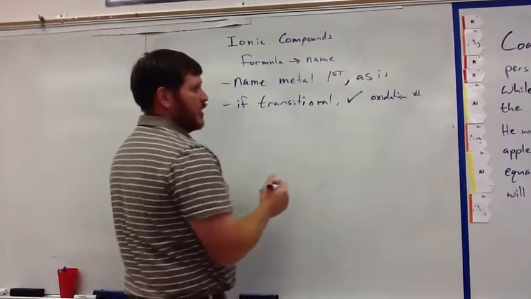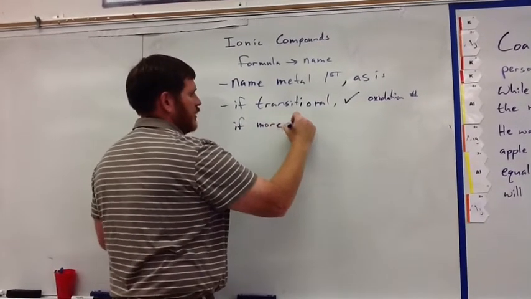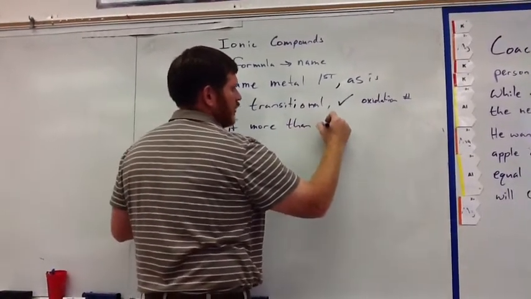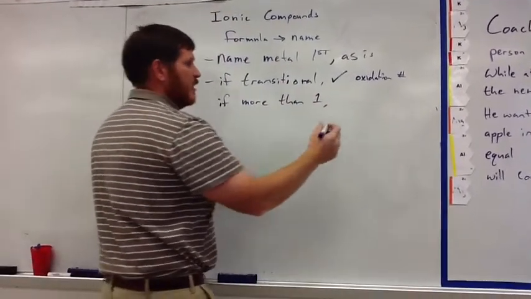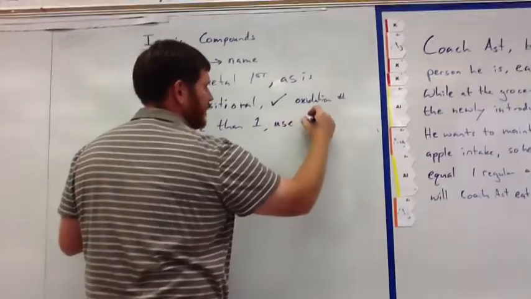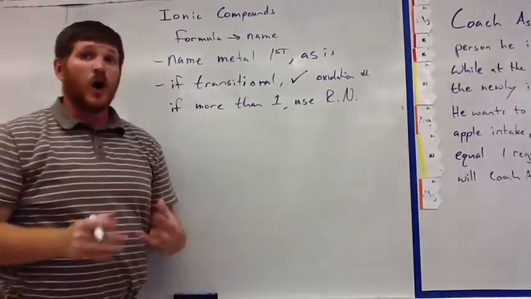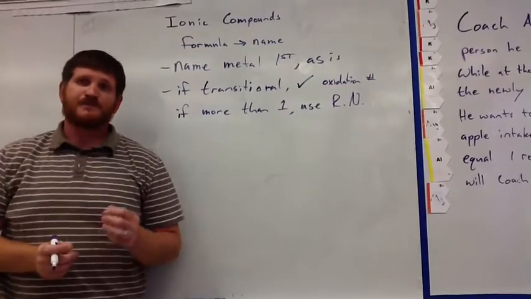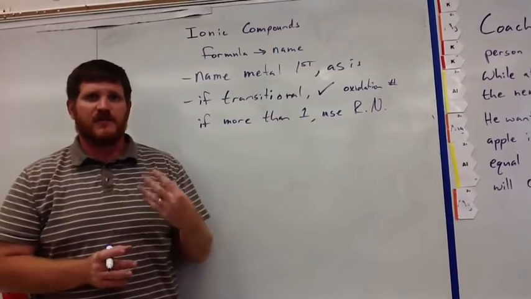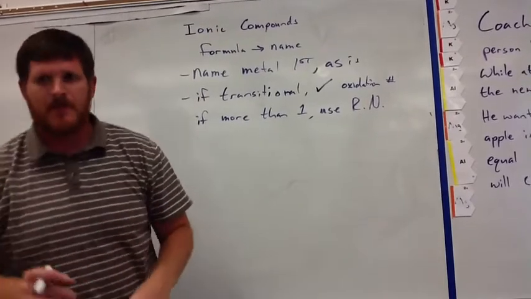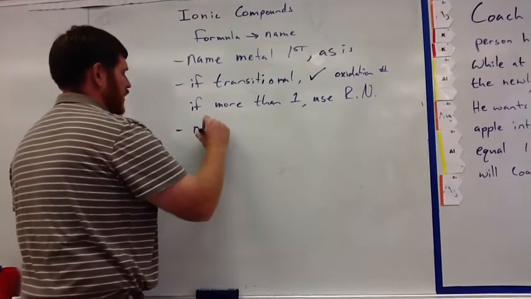If there is more than one oxidation number, and this is what we saw in the other video, we use a Roman numeral. I'm going to abbreviate that with RN. RN is Roman numeral. So, here's how we get through the metals. That is our first step, the first thing we name. Metal first. The next one we want to name is our nonmetal.